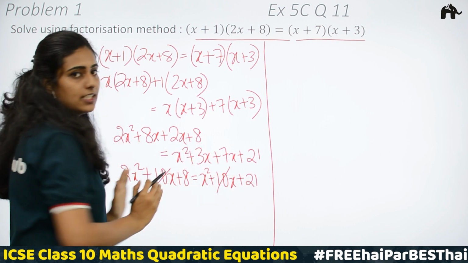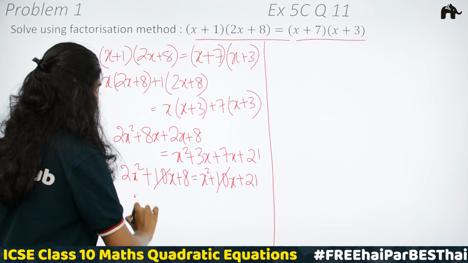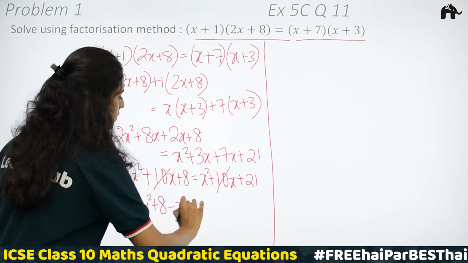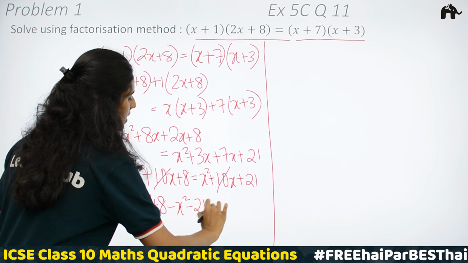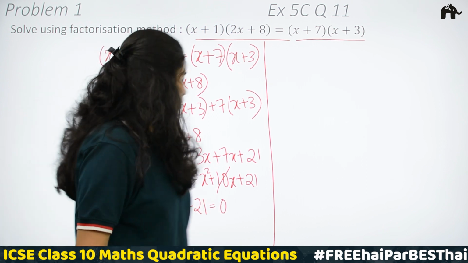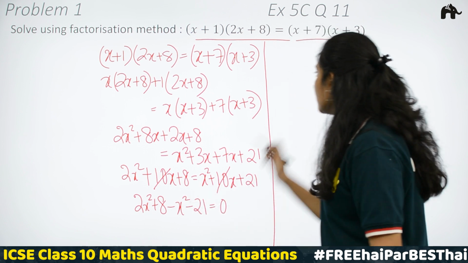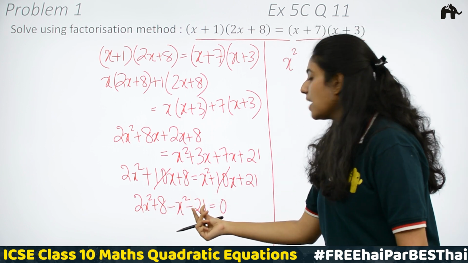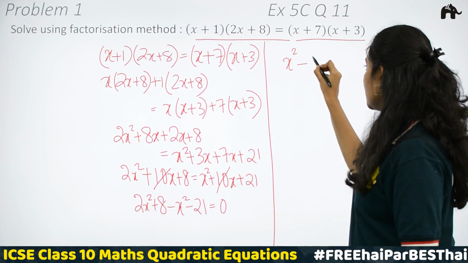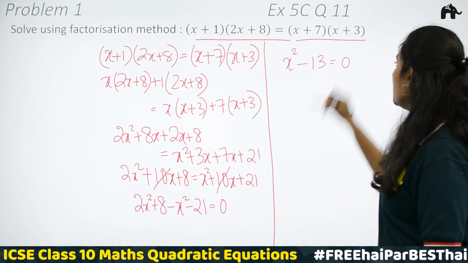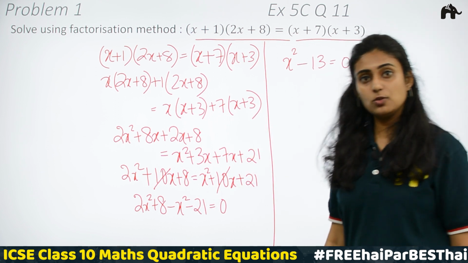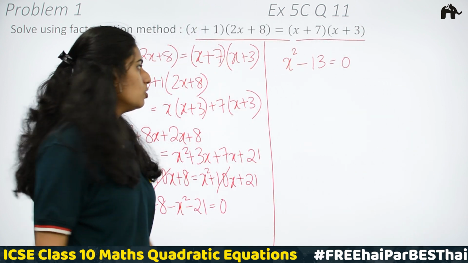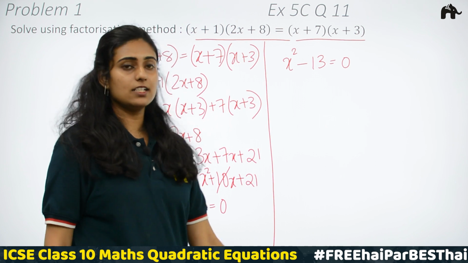Then bringing all the terms to the left hand side, we get 2x square plus 8 minus x square minus 21 is equal to 0. 2x square minus x square is x square. Plus 8 minus 21, that is minus 13. x square minus 13 is equal to 0. Here the middle term is absent. There is no middle term, that is the x containing term is absent.